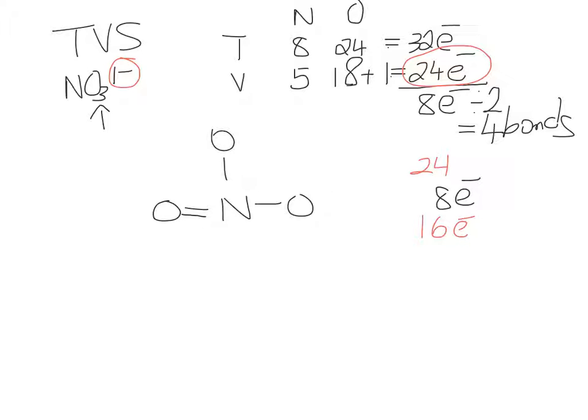Start by placing them around the outside. So this oxygen needs 2 more. So that's 4, so that leaves me with 12. This oxygen needs 6. This oxygen needs 6. I've used up all of my valence electrons now. I've used 8, another 8, and another 8. So 3 times 8 is 24. I've used up all of my valence electrons. So this is my Lewis structure.